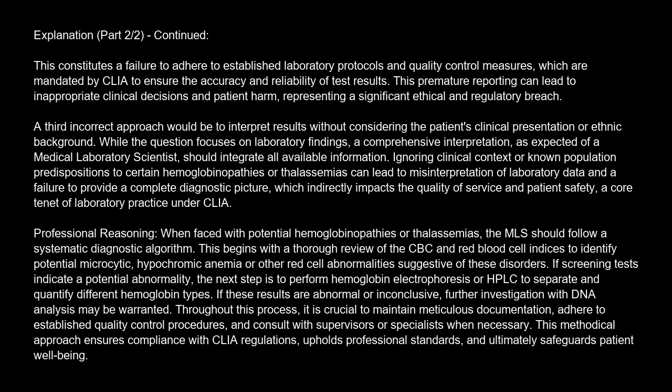If screening tests indicate a potential abnormality, the next step is to perform hemoglobin electrophoresis, or HPLC, to separate and quantify different hemoglobin types. If these results are abnormal or inconclusive, further investigation with DNA analysis may be warranted. Throughout this process, it is crucial to maintain meticulous documentation, adhere to established quality control procedures, and consult with supervisors or specialists when necessary. This methodical approach ensures compliance with CLIA regulations, upholds professional standards, and ultimately safeguards patient well-being.